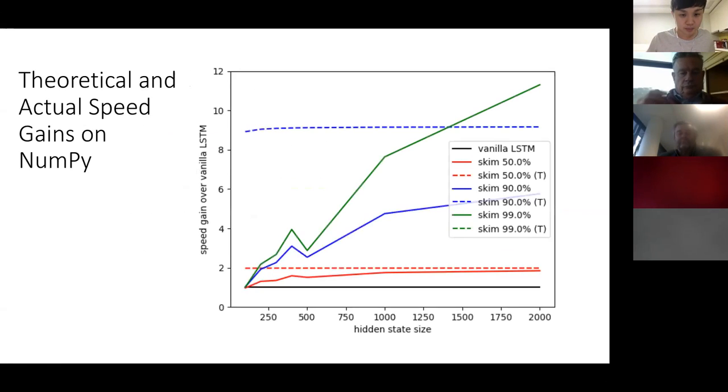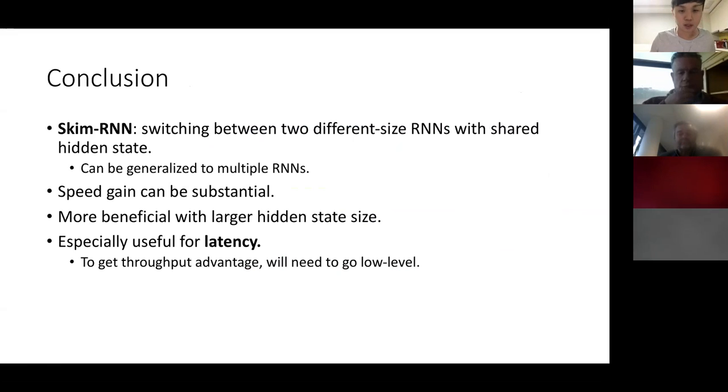So I'll skip this, and I think I'll now conclude my talk. I introduced Skim RNN, which switches between two different size RNNs with shared hidden states. Of course, this can be generalized to multiple RNNs that share a single hidden state. What I wanted to show here is that we can have different agents. Each RNN can be a constrained agent, and each agent has a different speed. But they can share the same hidden states and operate on the same input sequence. We can make a decision function that decides which RNN to use at each time step. That can be pretty efficient and also works well.